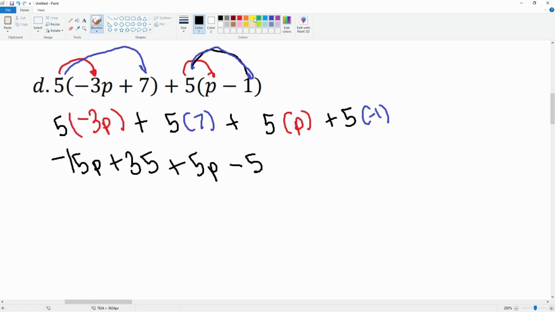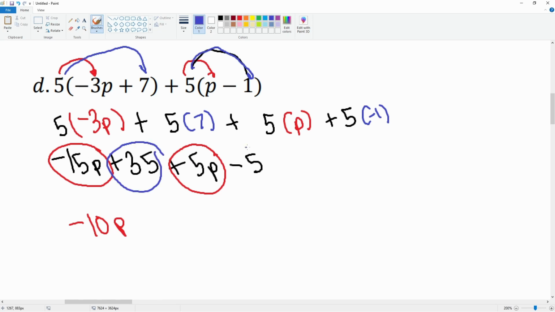Are there any like terms? Yes. We have the negative 15p and 5p together. That means negative 10p. Negative 15p plus 5p is negative 10p. Okay. Then you have plus 35 here, minus 5 here. This gets you a plus 30. Okay, we're almost done.